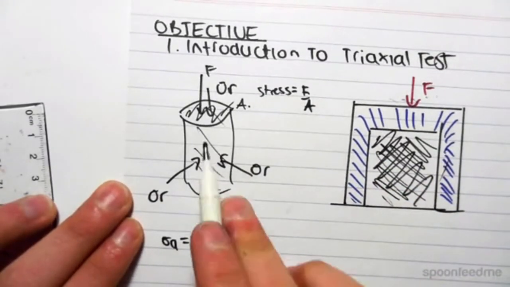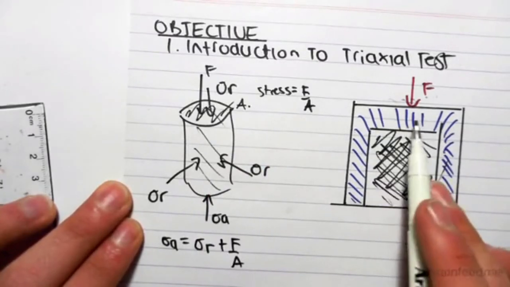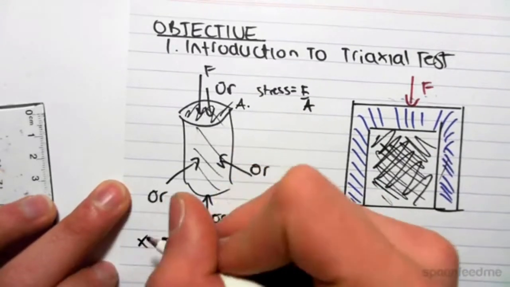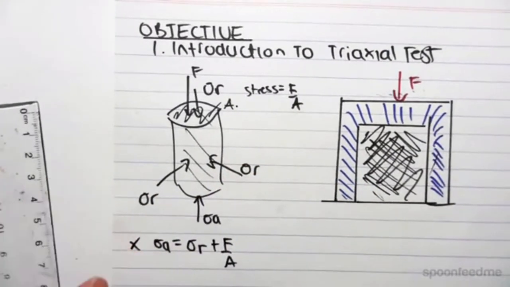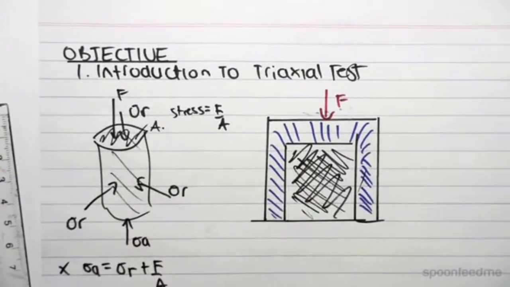Okay, so the axial stress is equal to the radial stress from the pressure of the water, plus this force acting over the area. We're going to be using this equation in the next video. We're going to use it and discuss it a bit further. But just for now, we're going to get an appreciation for what's happening in the triaxial test.